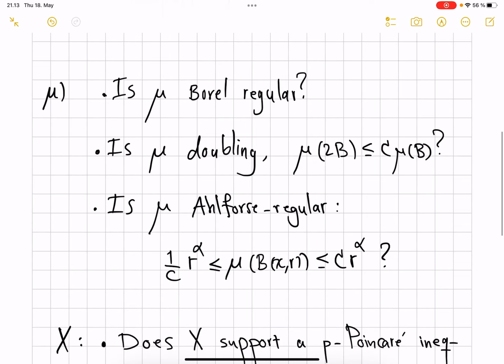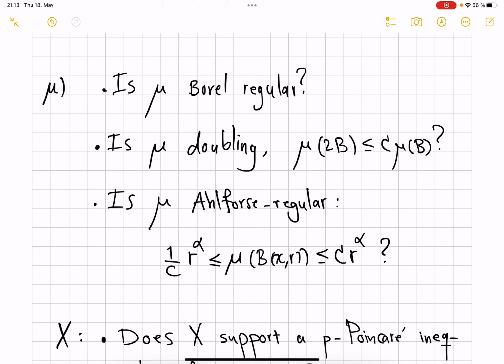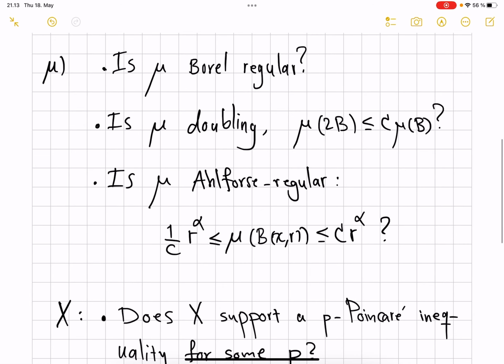Then it comes to measure. We ask if you have Borel regularity of the measure. We discussed this in 2 videos earlier. Is mu doubling? Can you bound the measure of twice the balls by the measure of the ball? And is it alpha regular? Unfortunately, this is one notion that I did not mention in that video. This is just saying that there is some alpha, some power, so that the measures of balls of radius r is basically comparable to r to the power alpha. If you are alpha regular, then easily you can see that you are doubling, but the converse is not always true.